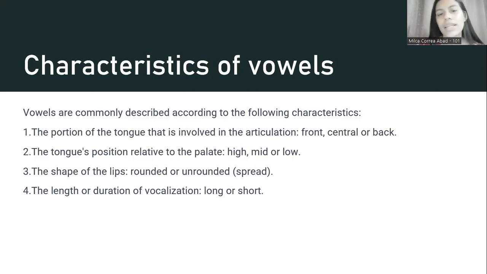The third one is the shape of the lips. We're going to look at it a little more deeply afterwards, but it is basically separated into two characteristics, which are rounded and unrounded sounds. The fourth and last one is the length or duration of vocalization. It can be in two periods, which are long or short.